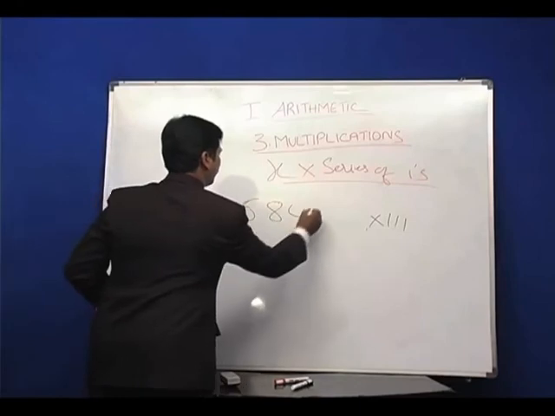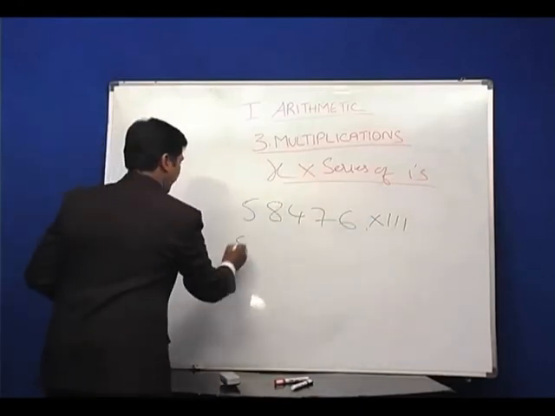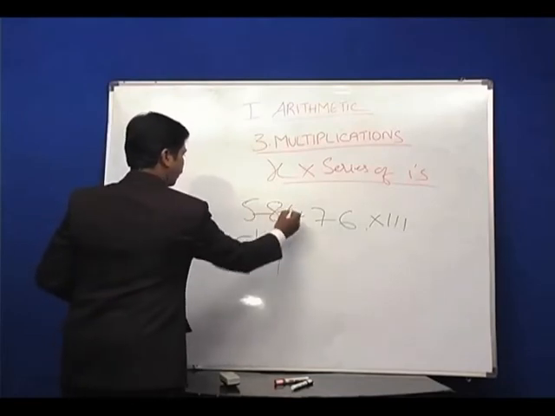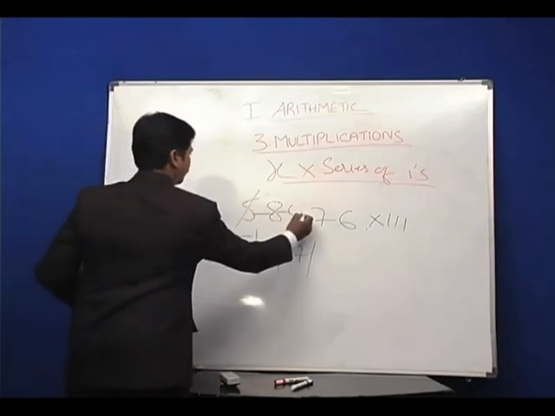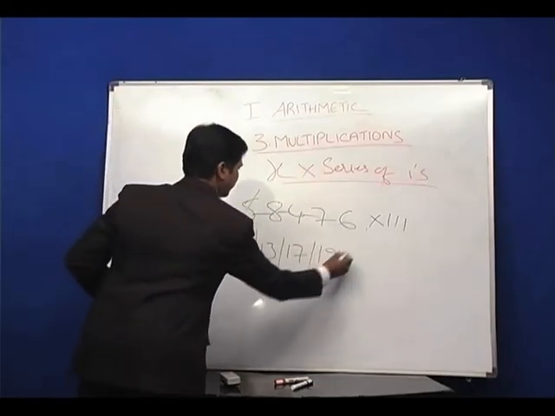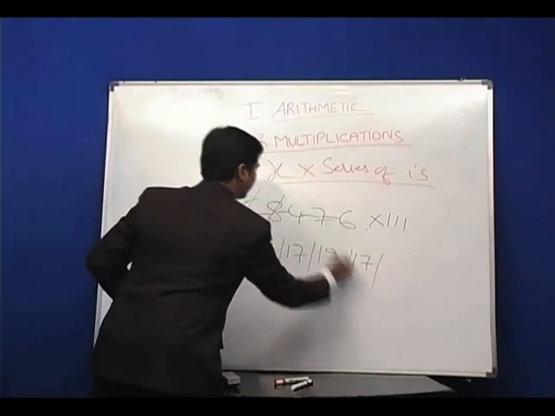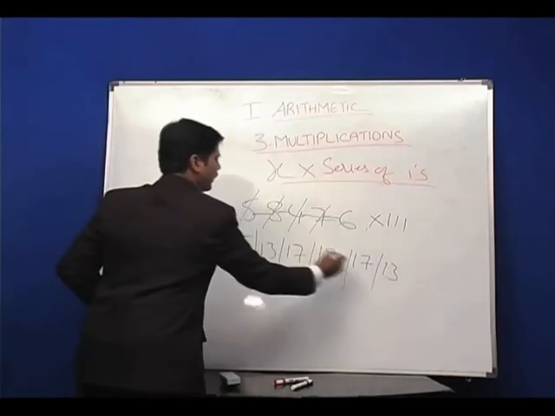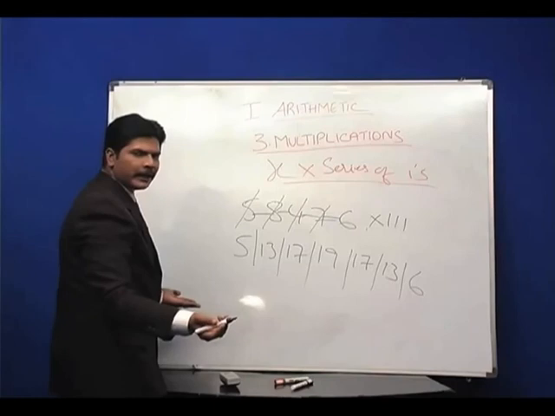5, 8, 4, 7, 6 times 111, okay? Same rule. First step is get down 5, then 5 plus 8 is 13. Now 5 plus 8 plus 4 is 17. Now since we added 3 numbers, cut it. So 8 plus 4, 12, plus 7 is 19. Now cut off 8, 4 plus 7, 11, plus 6 is 17. Now cut off 4, 7 plus 6 is 13. Now cut off 7. Now the last number remaining there is 6. Now write 6 here. Now balance it, you will get the answer.